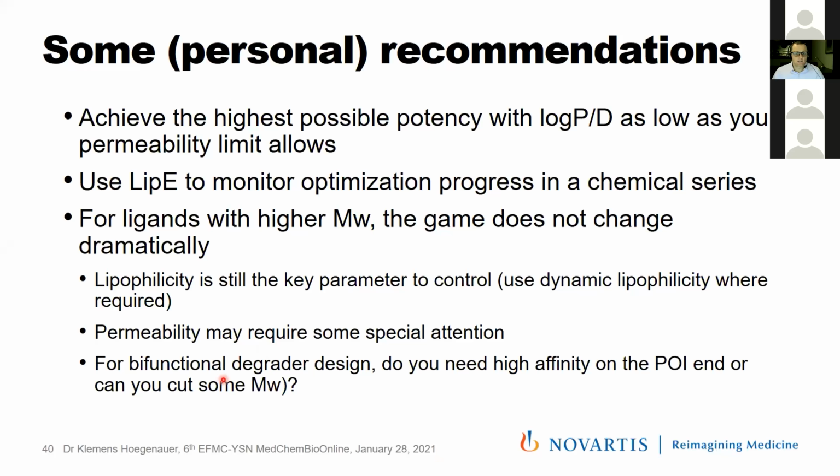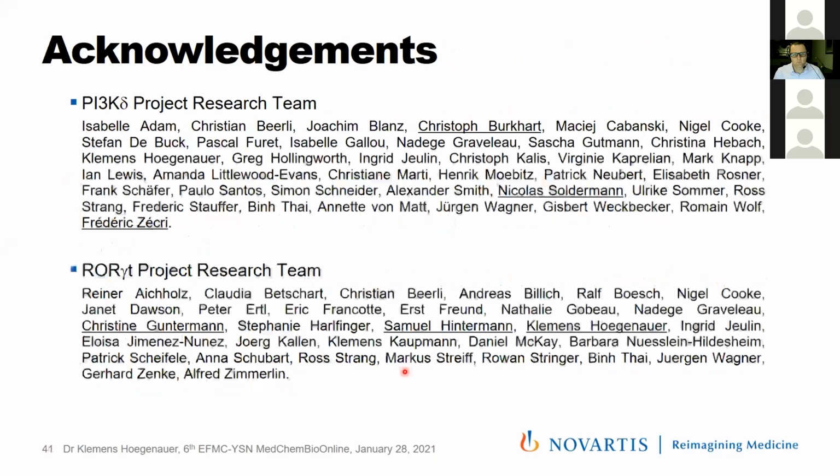And for bifunctional degrader design, this is the teaser, do you really need the high affinity on the POI? And actually, this was already almost answered by Alessio, that you perhaps don't need to have this high affinity. Remember, this is a catalytic process. You don't need to get too much into the cell. You just need to make sure the catalytic turnover takes place to a sufficient level. And if you don't need to be that potent, perhaps you can spare some molecular weight overall.